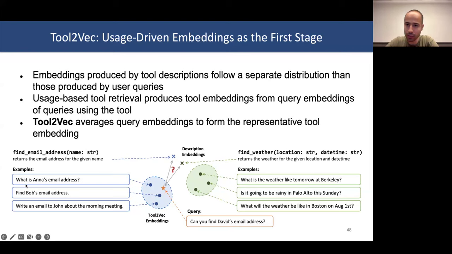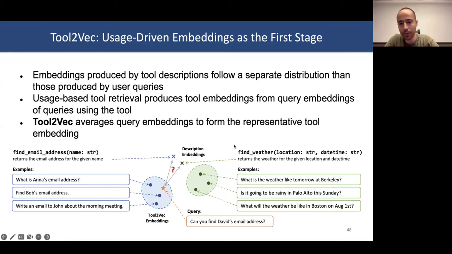But then if I actually look at the user's query, the user query is something like, what is Anna's email address? And I use a BERT model embedding or OpenAI's embedding, I get this blue point. As you can see, similar queries like find Bob's email address or write an email to John all map to an area like this, but the embedding of the tool maps to a different location, because the user query is different from what we write in the function description. So the key question here is, how can we create the right embedding for tools so that we can fetch the right tool for the user query that corresponds to using that tool?